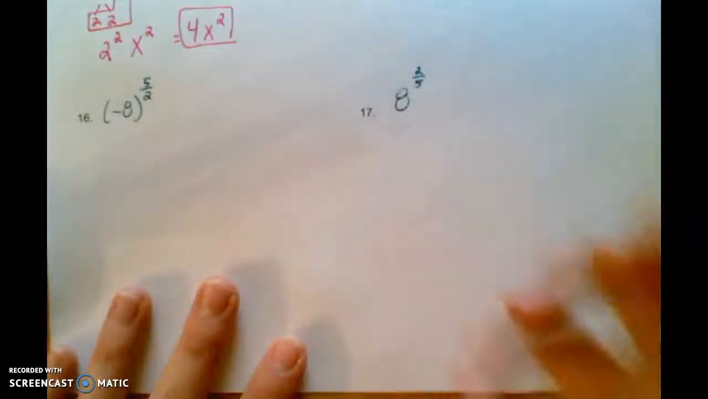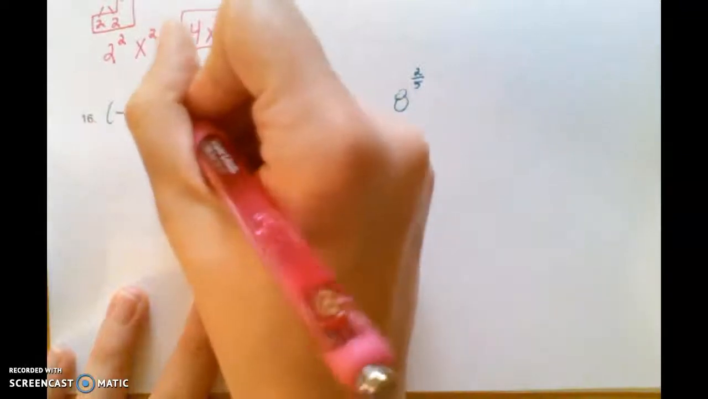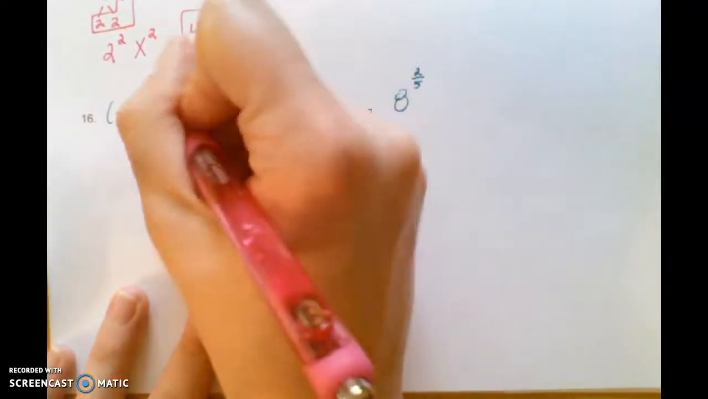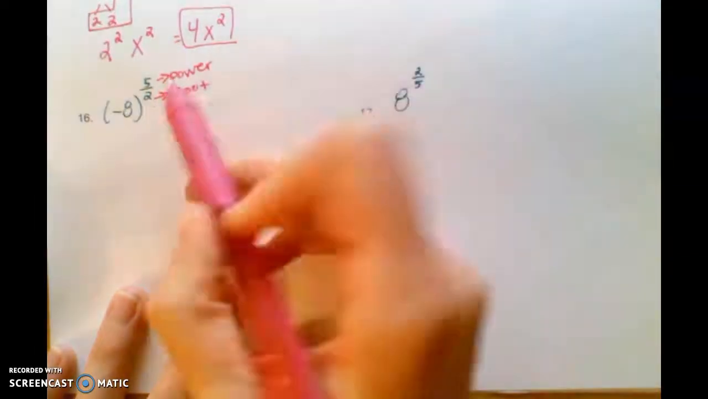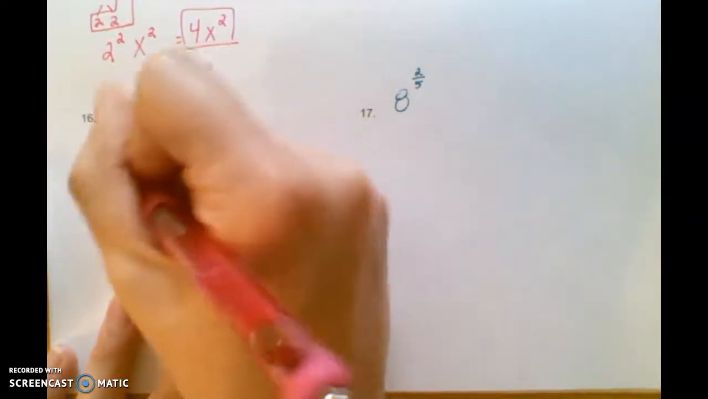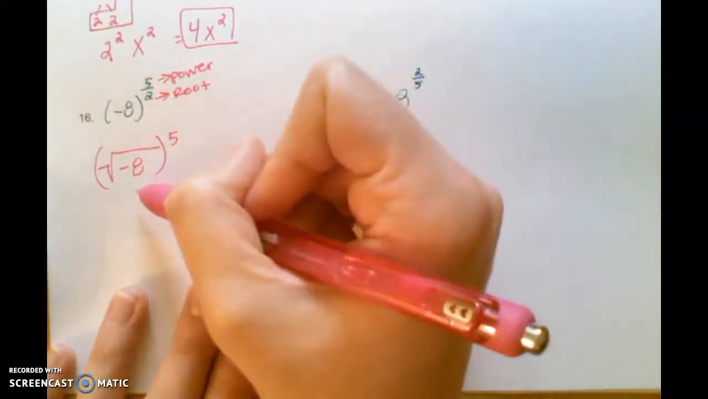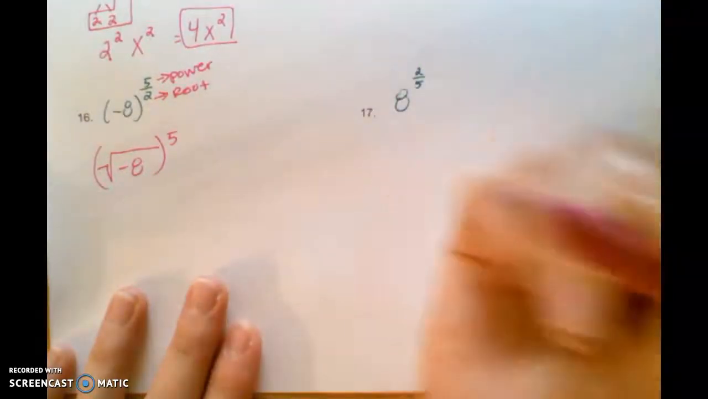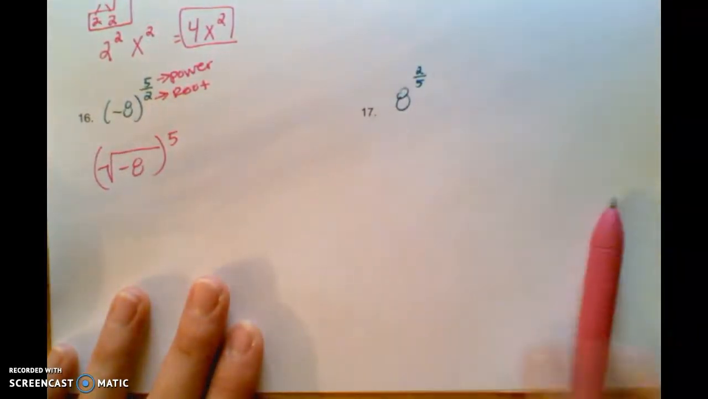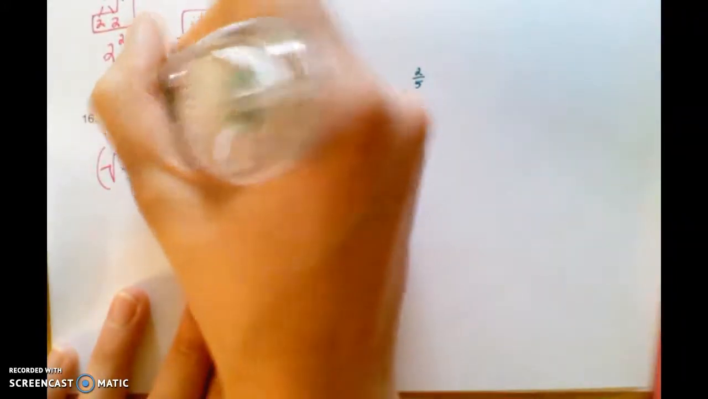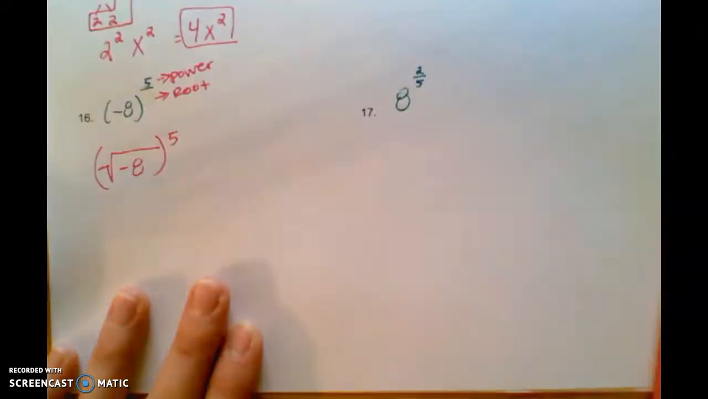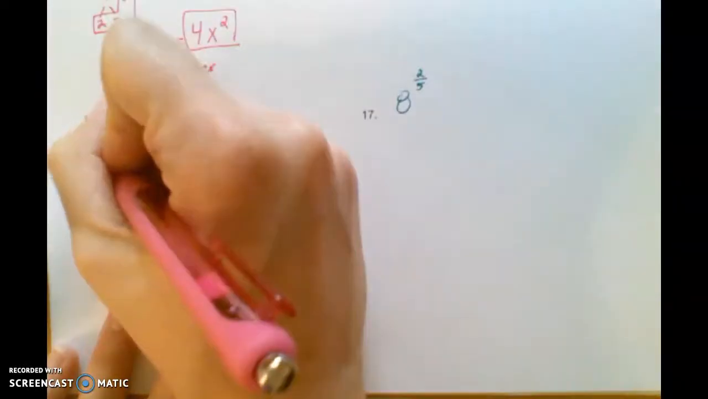Okay, 2 more. -8 to the 5/2. So 5 is our power, 2 is our root. So we know this time we're going to have a square root. So a square root of -8 to the 5th power. Well, the square root of -8, I'm sorry, I wrote this one down wrong. I actually wanted this one to be the cube root. So this is supposed to be 5/3. Sorry about that. So this is a cube root of -8.